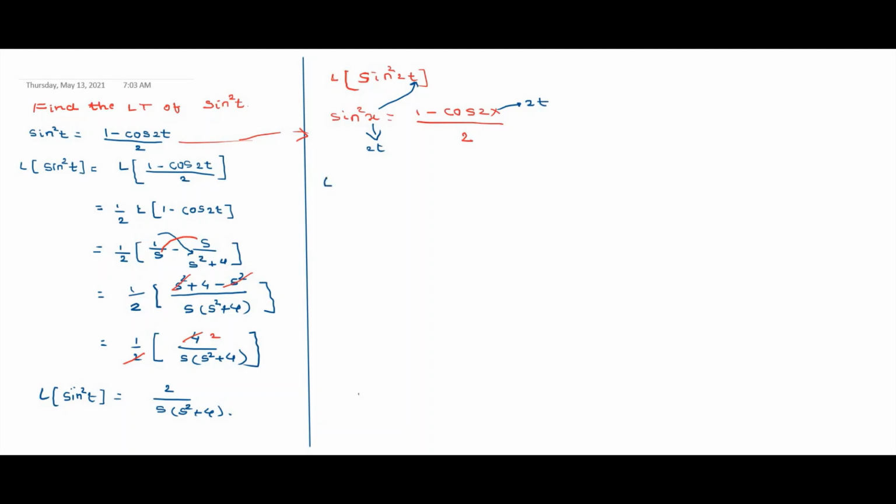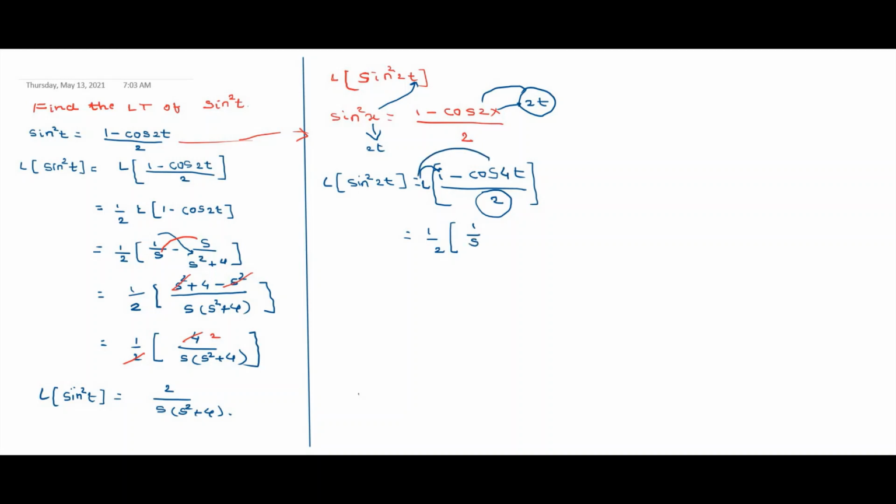You will get the Laplace transform of sine square 2t is equal to 1 minus cos, and now this 2 into 2t is 4t, divided by 2. This is the Laplace transform of (1 minus cos 4t) divided by 2. You can write this 1 by 2 outside. Now, what is the Laplace transform of 1? It is 1 divided by s.